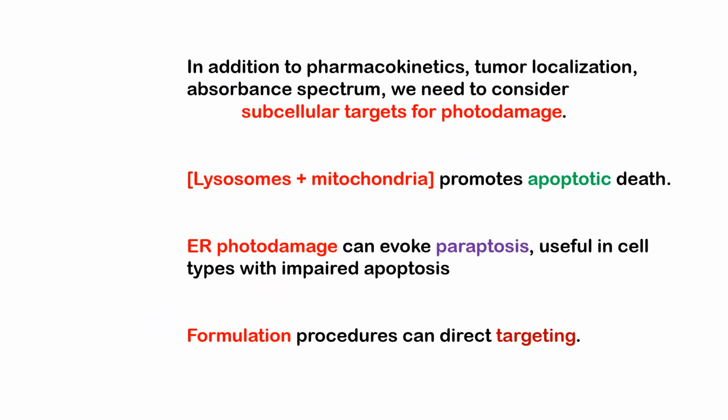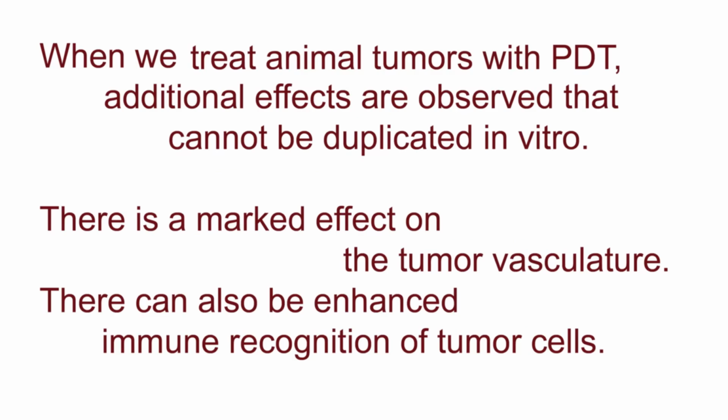While studies in cell culture are important, it's still important to use animal tumors to determine whether or not there are other factors, such as vascular shutdown and immunologic effects, we just won't see in cell culture. It's clear that formulation procedures can direct targeting, which can promote the efficacy of photodynamic therapy. So when we treat animal tumors with PDT, we see effects that can't be duplicated in vitro: the effect on the tumor vasculature and the enhanced immunorecognition.